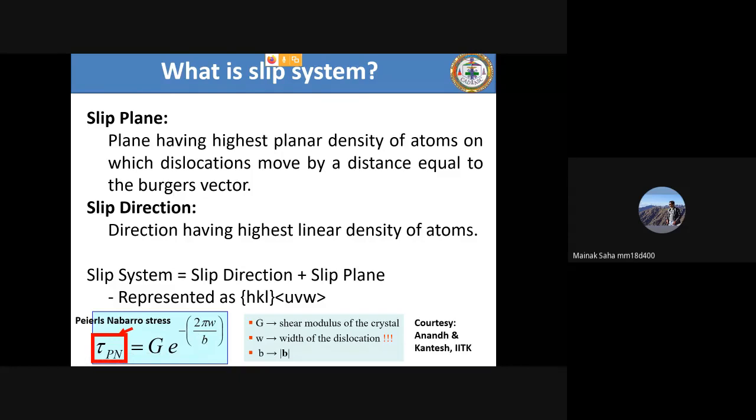For example, I told you that the planar density of atoms in the slip plane has to be very, very high. In that case, W is equal to A by 1 minus mu, where A is the interatomic spacing in the slip plane and B is the interplanar spacing. From this A and B, can you correlate what should be the characteristic of the slip plane and slip direction?